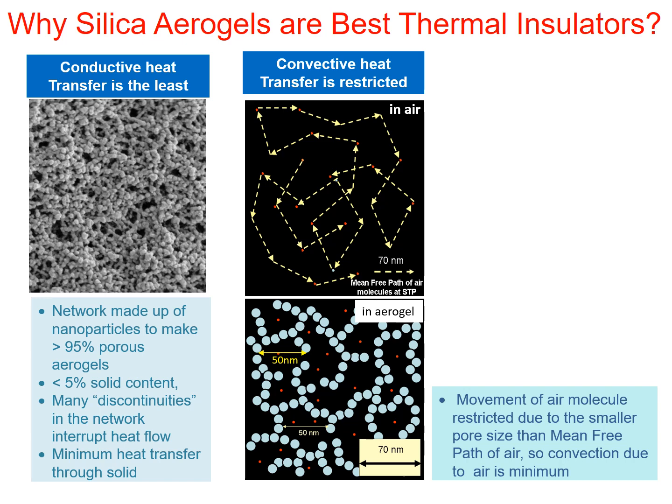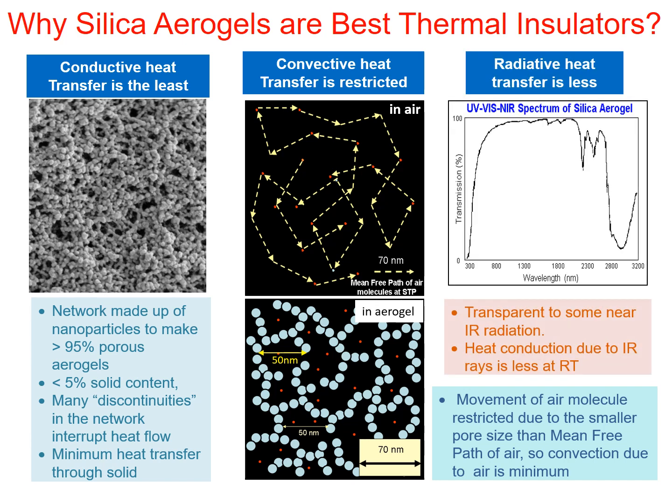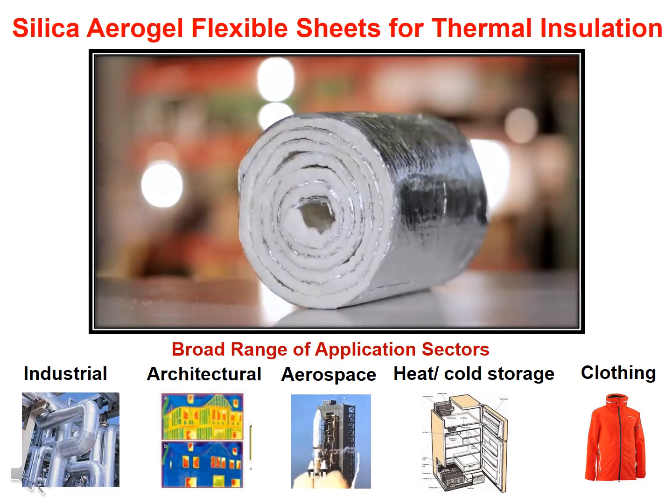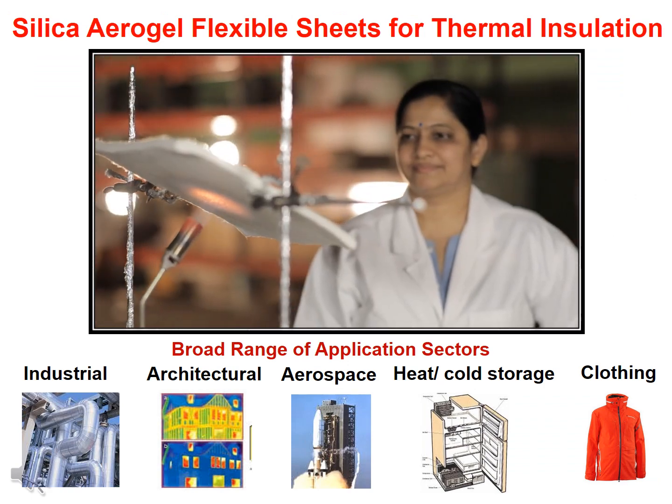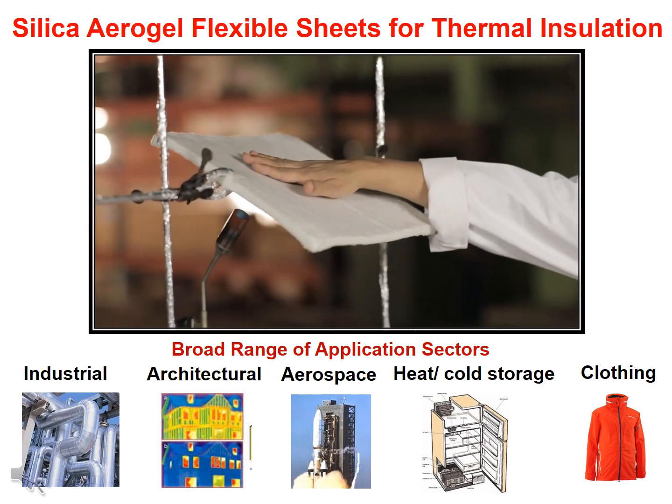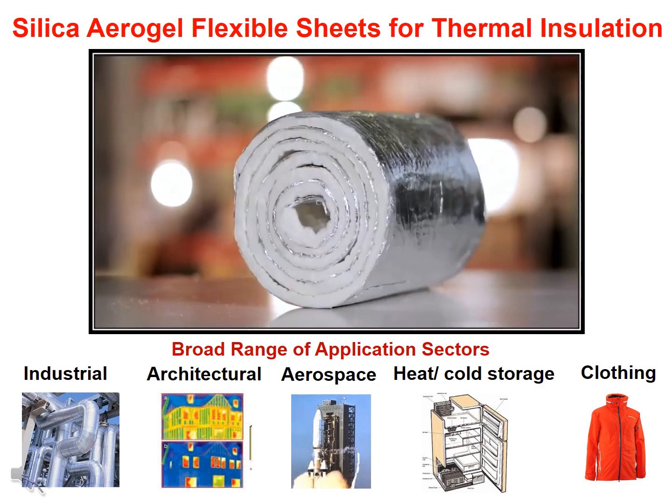The pore size is less than 70 nanometers, which is smaller than the mean free path of air molecules at atmospheric pressure, required for molecular collision to transfer heat. Hence the convective heat transfer is highly restricted. Silica aerogel is transparent to some infrared wavelengths and radiative heat transfer is less at ambient temperature. The technology of manufacturing of silica aerogel flexible sheets for high-temperature thermal insulation was transferred for commercialization.